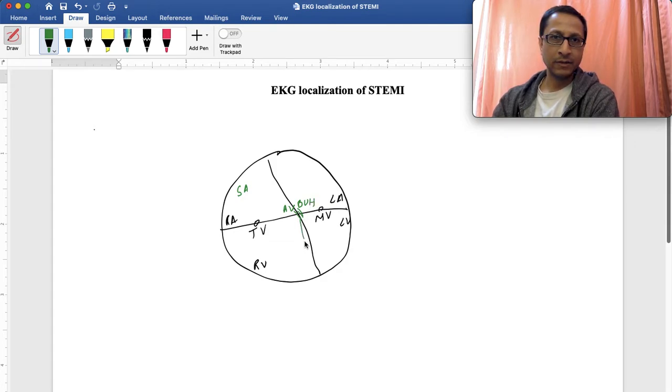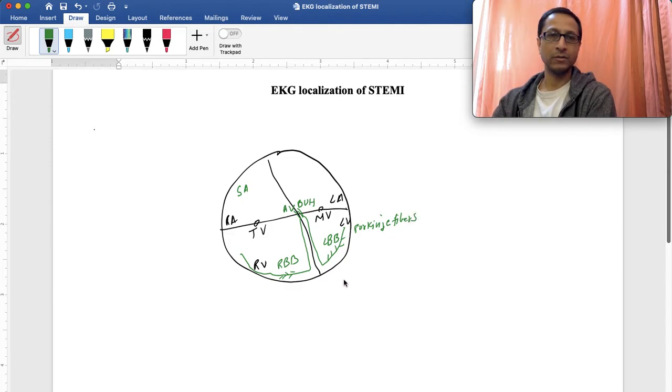And then on the right side we have the right bundle branch, and on the left side we have the left bundle branch. And from either of those we have tiny fibers on either side. These are called Purkinje fibers.